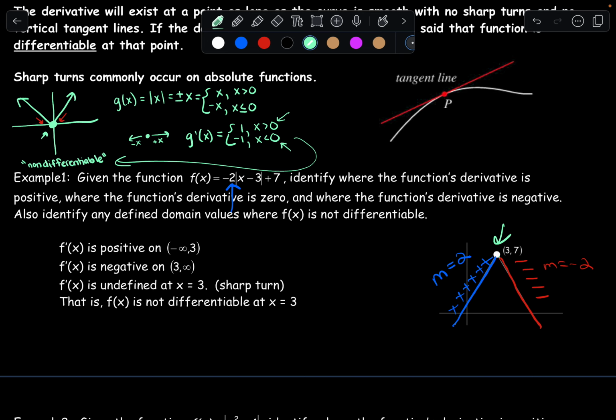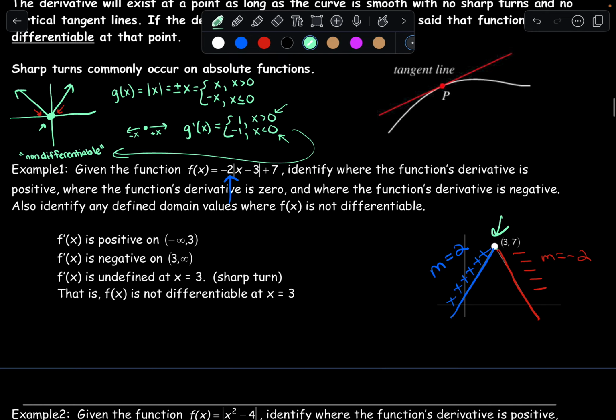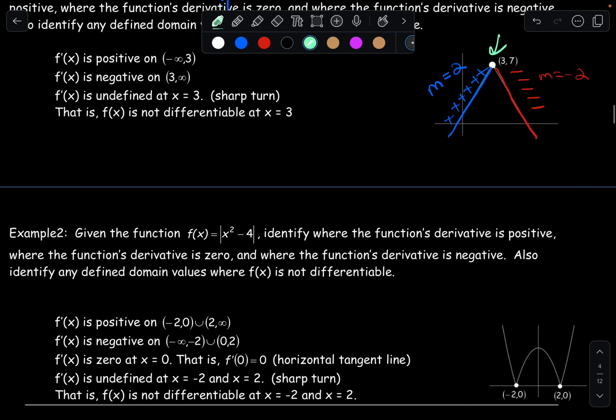Now, f of x is defined, right? It is a continuous function. There's an output at 3. However, the slope at the point of 3 does not exist, all right? So it's not differentiable at x equals 3 due to that sharp turn. Oh, we'll talk about it on the next page.